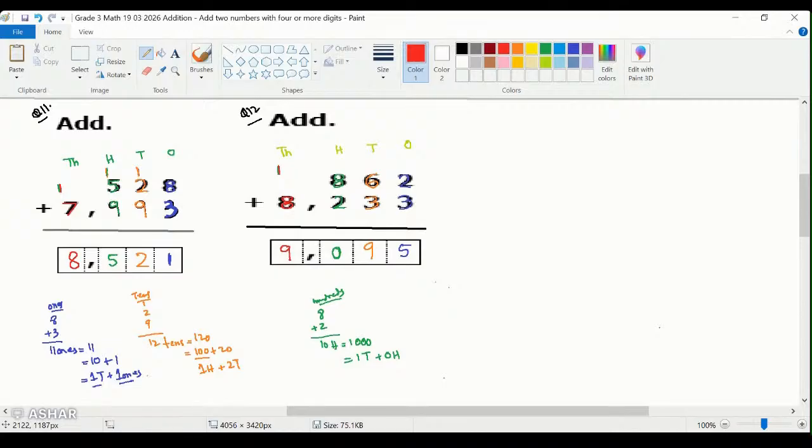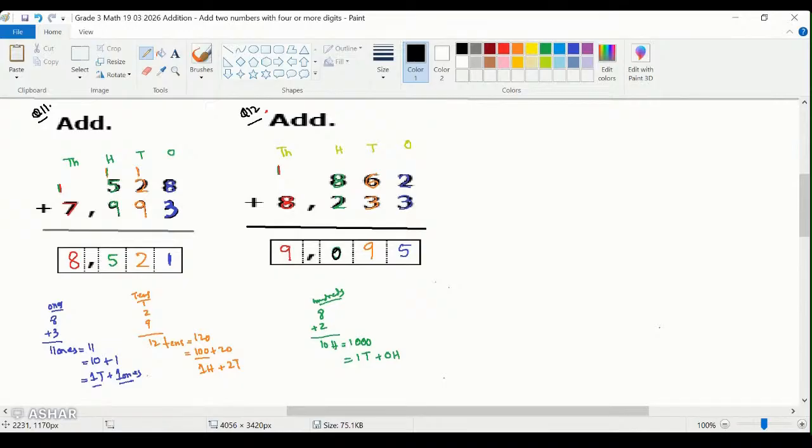9095. Okay, if there is a 0, right? In question 11, it was 8500, 21, because there was a 5 on the hundreds. But when we read question number 12, we can see there is a 0 on the hundreds. So we simply say 9095. We don't say 0 hundreds. So if you're not saying the word hundreds, it means it's a 0 over there. Agreed?